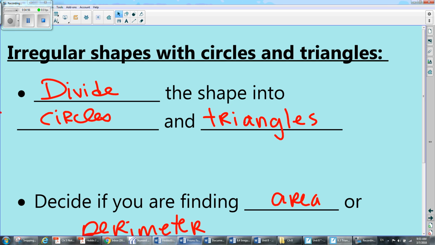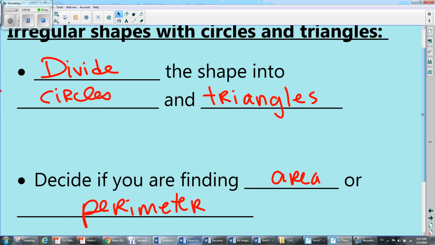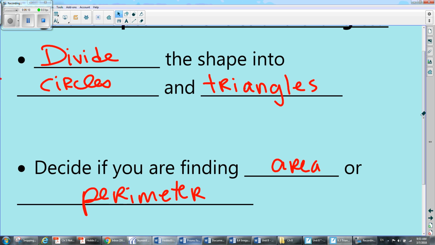When we have irregular shapes that are made up of circles and triangles, we want to divide the shape into those circles and triangles. Then decide if you are finding area or perimeter. We know how to do that for circles and triangles.